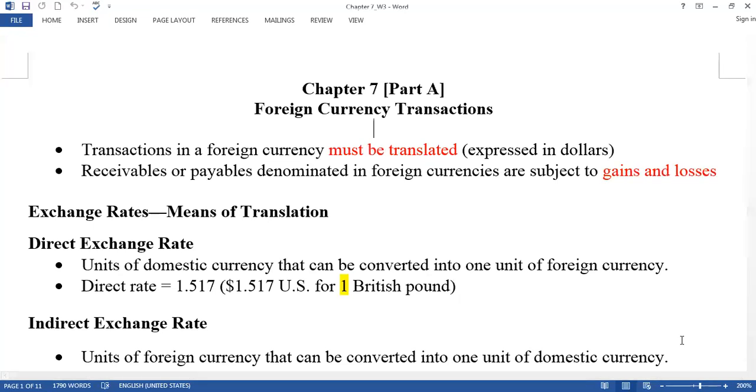Okay, hello everyone. So today we are going to solve some questions from our new chapter. The title of this chapter is Foreign Currency Transactions. This is quite an important topic for advanced accounting. So you can see what the meaning of foreign currency transactions is.